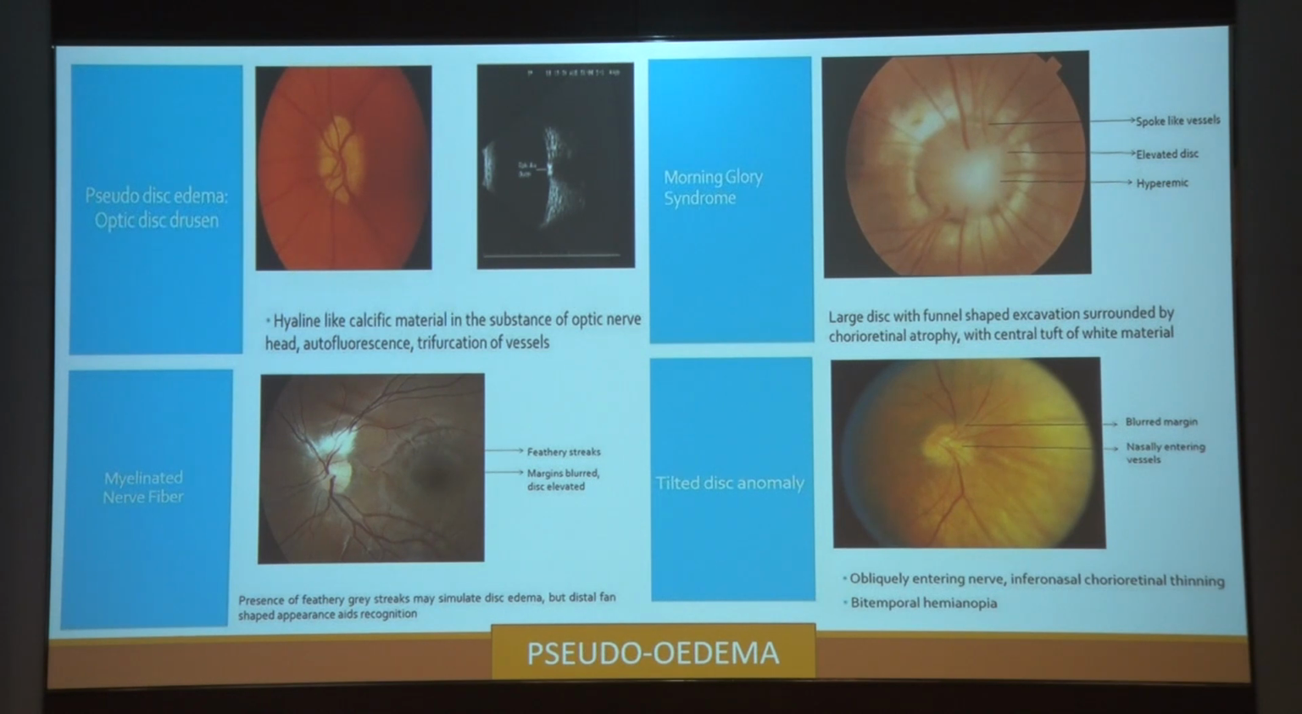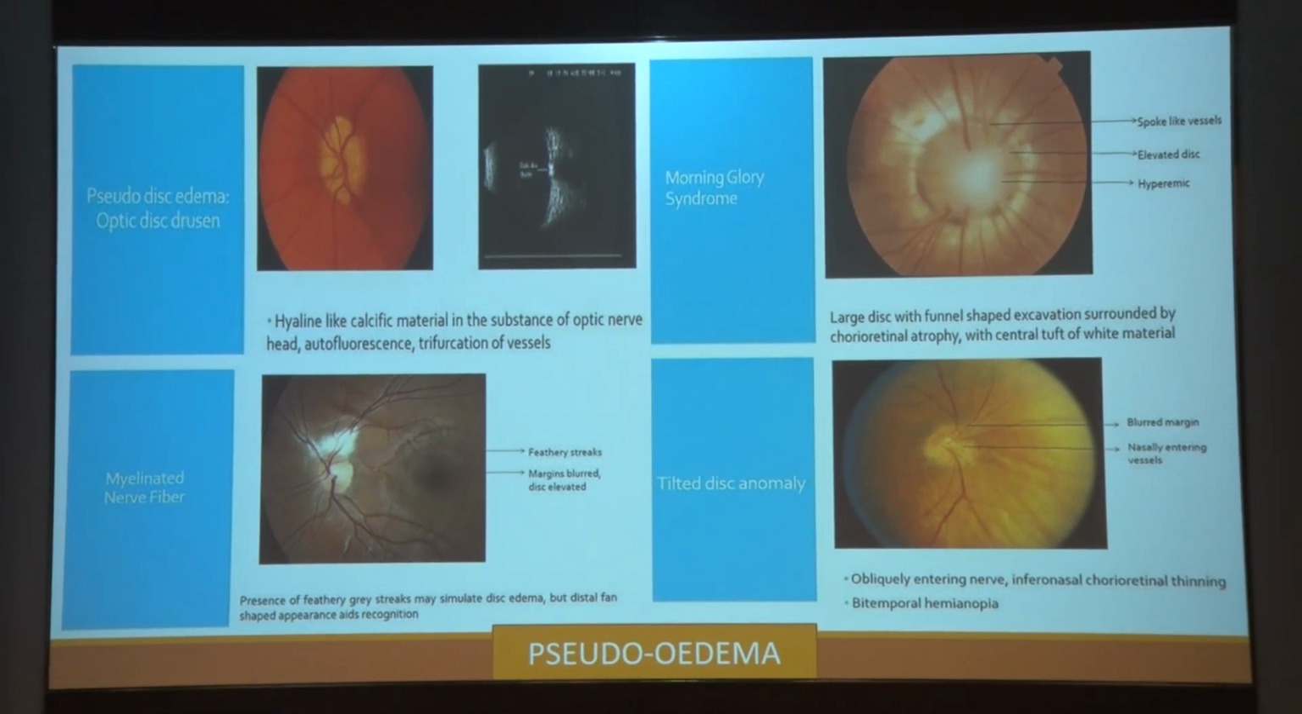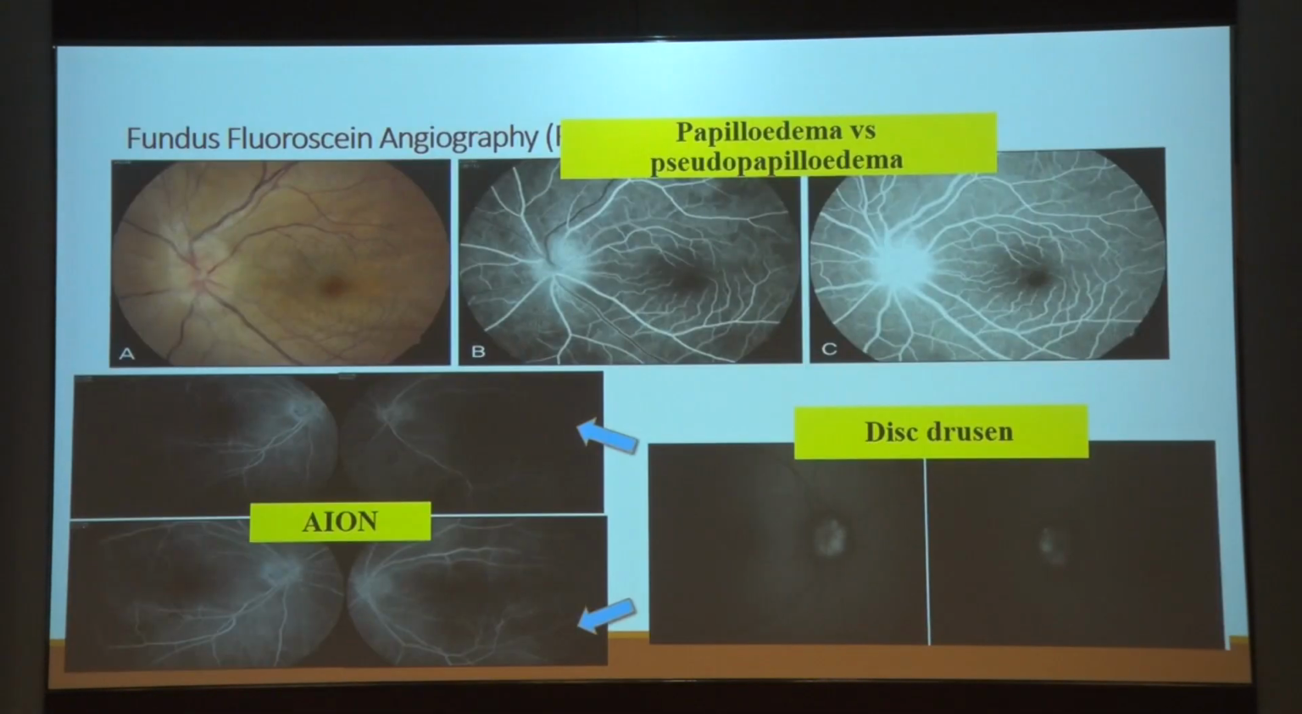And on follow-up, look at the fundus picture. If the fundus picture is changing, it means there is some disc edema. But if the fundus picture remains the same, probably it's a pseudo disc edema. And of course, have a look at the vision, color, contrast, and other aspects of vision like VEP and the visual fields. Then other mimickers of optic disc edema could be abnormal discs like morning glory syndrome, myelinated nerve fibers, or a tilted disc anomaly.